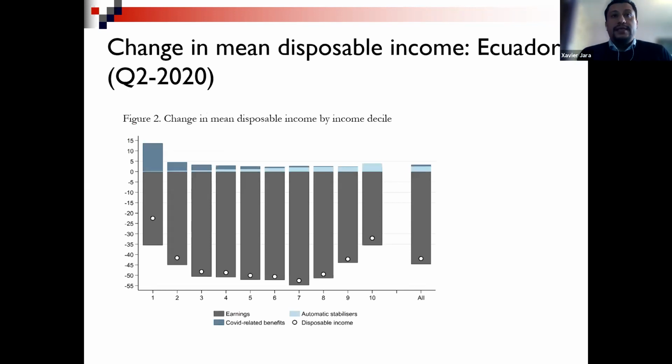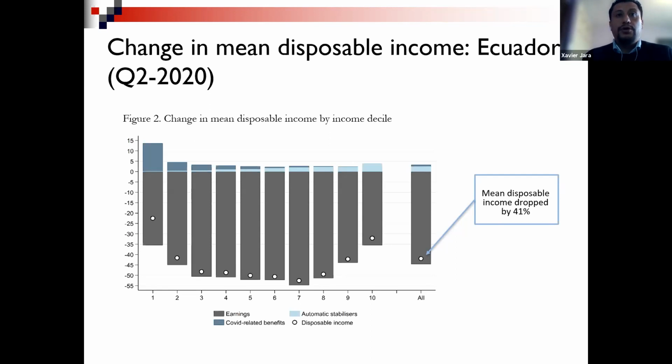So let's start with the changes in mean disposable income for Ecuador in the second quarter of 2020, okay? I'll take Ecuador as an example, just to give you an idea of how to interpret the results that we show in this figure, and then I will move on to changes over time and to changes in other countries. So in this figure, what we observe is changes in mean disposable income across the income distribution for the whole population that is represented by the white circle in your graphs. For the whole population, so that's the last bar in the graph, we see that mean disposable income has dropped in Ecuador by around 41% comparing end of 2019 to the second quarter of 2020. So this is a substantial drop in mean disposable income for the whole population.